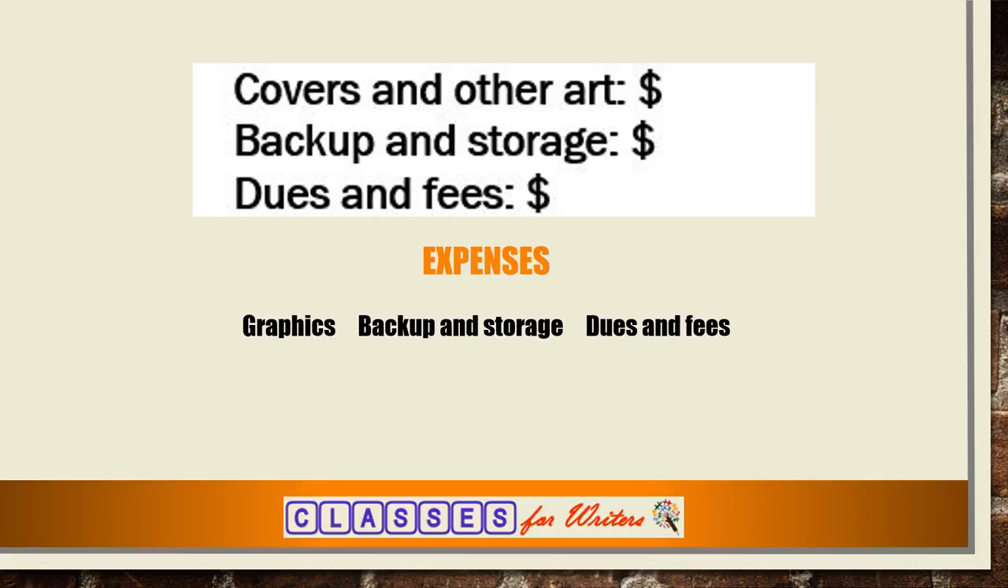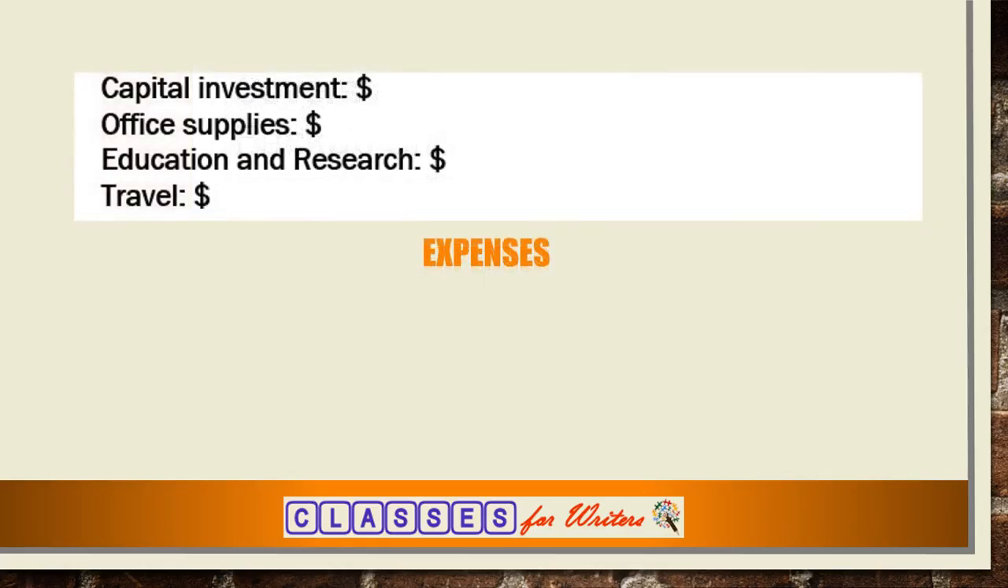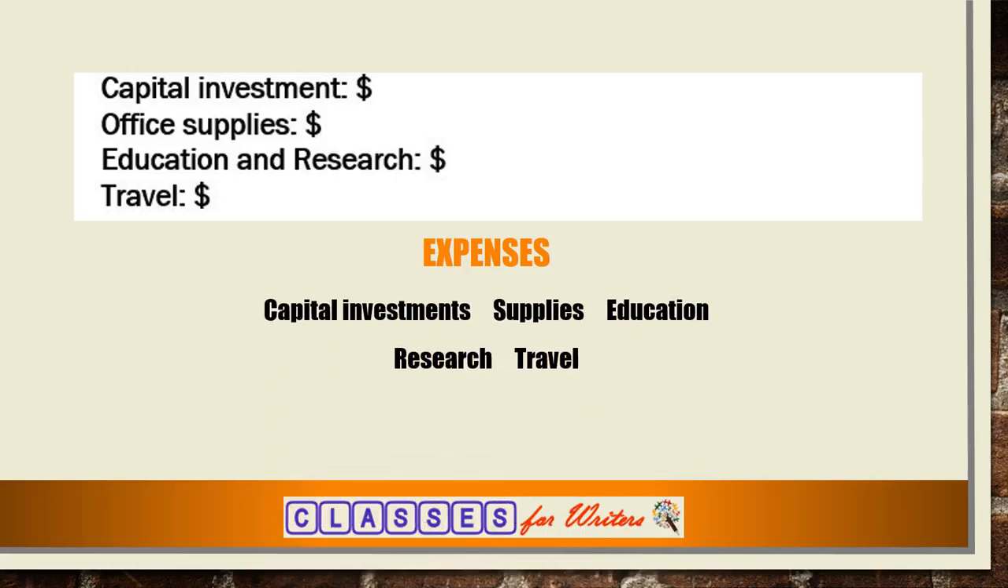Dues and fees. If you belong to RWA, add your dues in here. The same is true for the Authors Guild and specialized guilds and groups such as the Erotic Authors Guild and the Science Fiction and Fantasy Writers of America. This is also where you add in legal fees, copyright fees, ISBN charges, and contest entry fees. Capital investments. This is where you budget for new computers, printers, portable drives, and other large expenses for hardware.